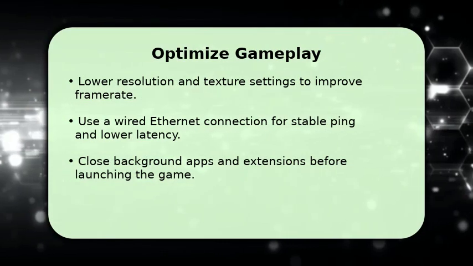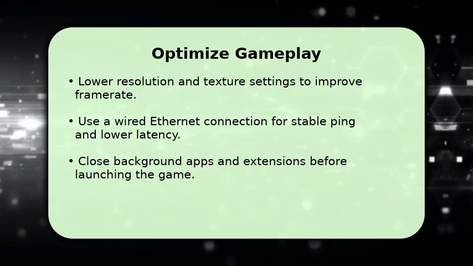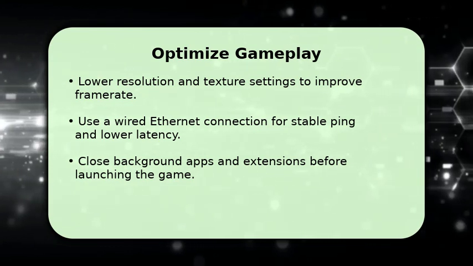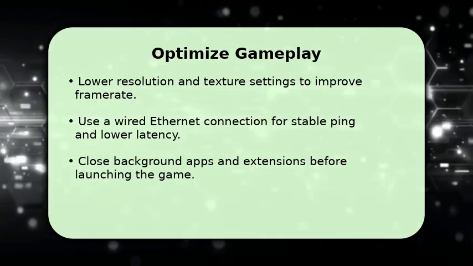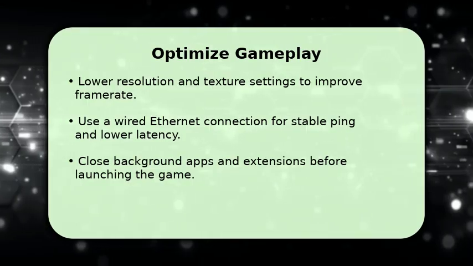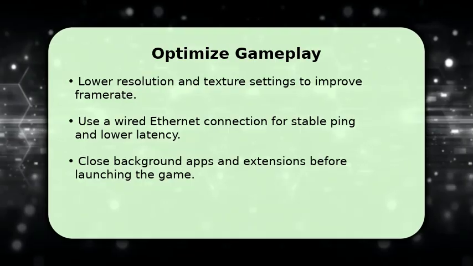Tweak in-game settings like resolution and texture detail to boost frames. Use wired Ethernet or a good Wi-Fi band to reduce ping, and close apps that use CPU or network. Consider using a cooling pad for longer sessions and map controls to your Chromebook keyboard.